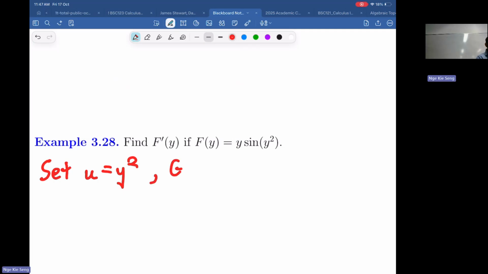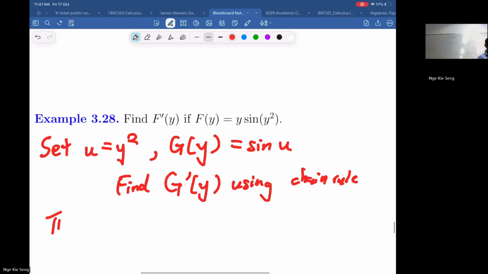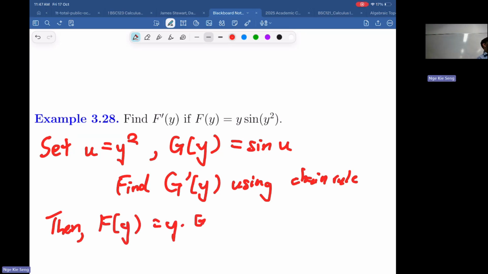Maybe you can start with differentiating g(y), which is sine u. Do this first. Try and find g prime y first. Find g prime y using chain rule. Okay. Then we can write f(y) to be y times g(y). Then you use product rule here. Does it make sense? Okay.